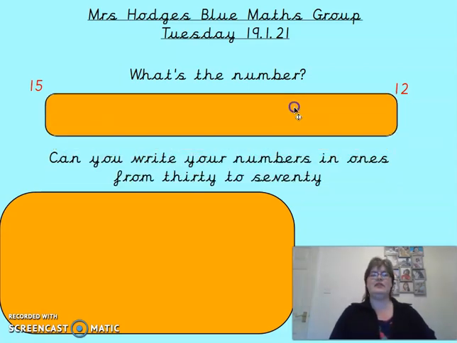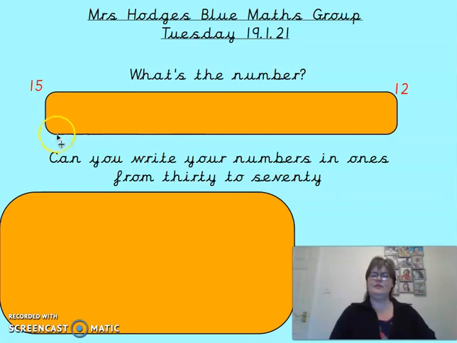Now, let's look at the rest of our starter for today. And it's sort of carrying on from yesterday. It says, can you write your numbers in ones from 30 to 70? So remember, in ones is when we go 1, 2, 3, 4, 5. We don't leave any gaps. So from 30 to 70. Off you go and come back to me when you're ready and you're done.